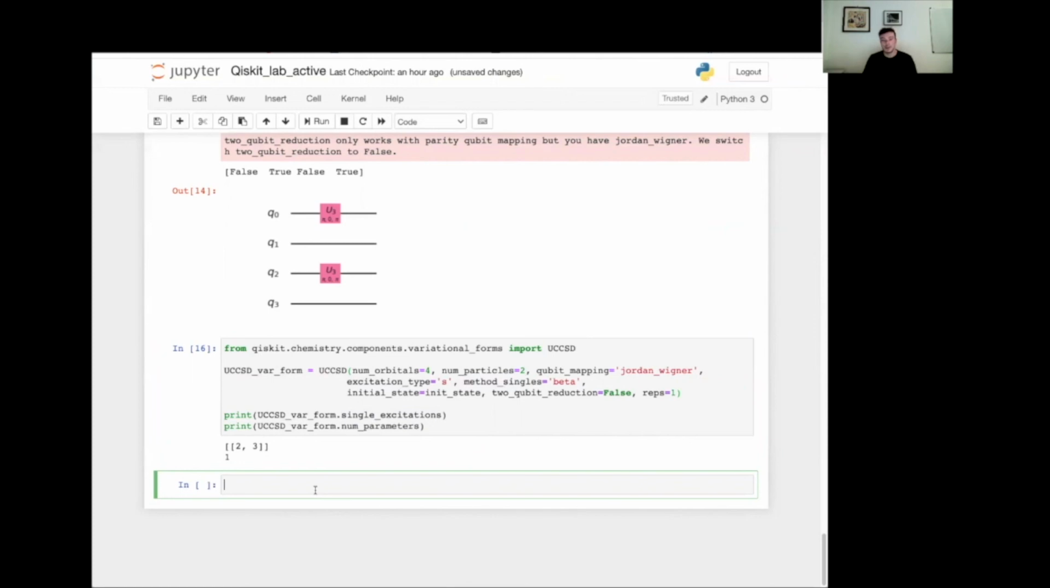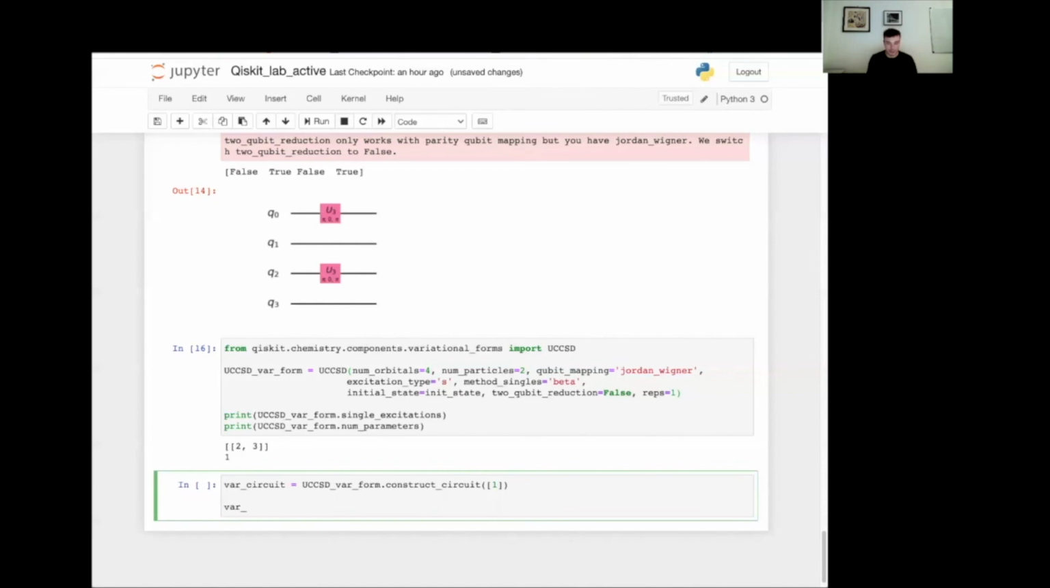All right, now let's have a look at the actual circuit that implements this variational form. So let me define a variational circuit by using this construct circuit method. Construct circuit is going to take as an input a value for the parameters in the variational form that we are considering. Since we only have one parameter, we only need one value. So I'm going to feed the method construct circuit with just one number, which is the value of the variational parameter I'm considering here. And then finally, I want to plot this var circuit to have a look at it.